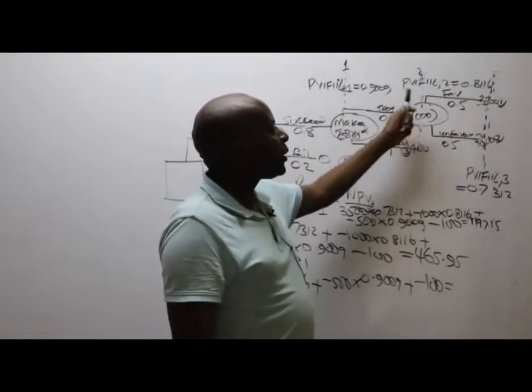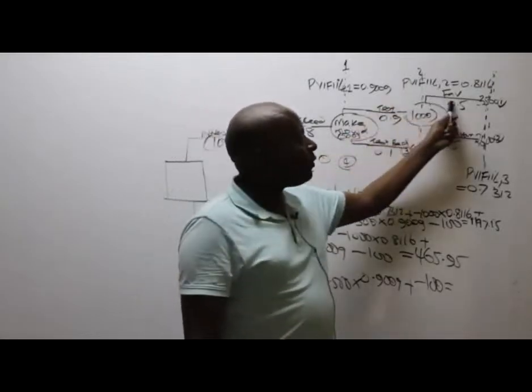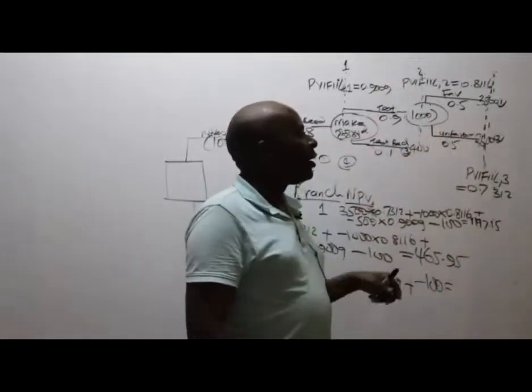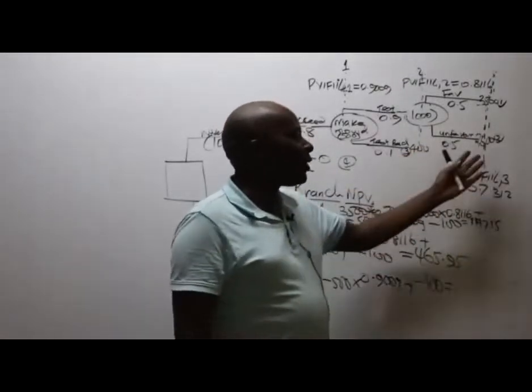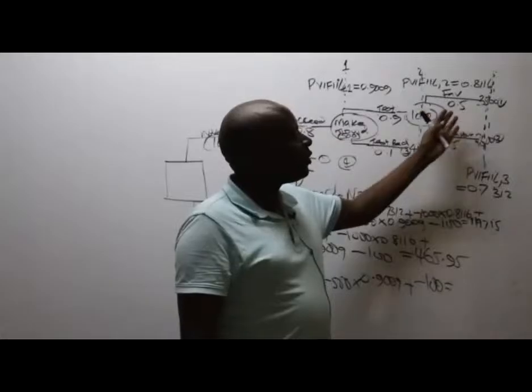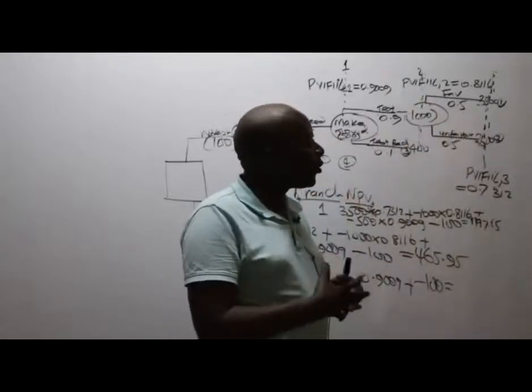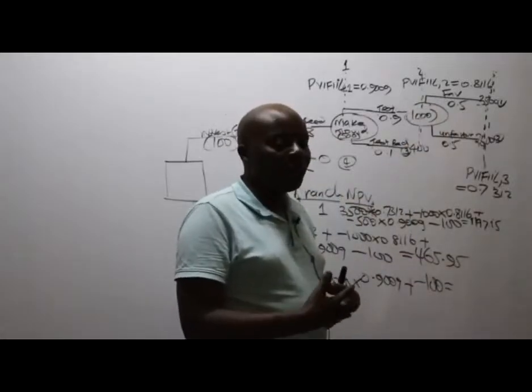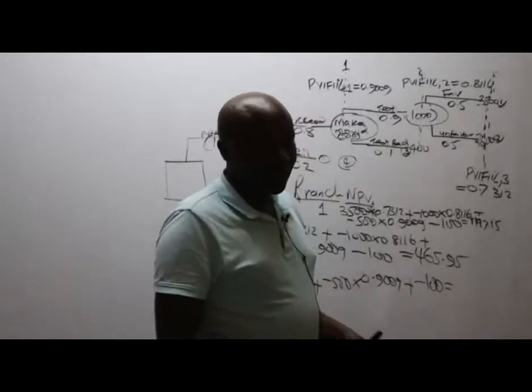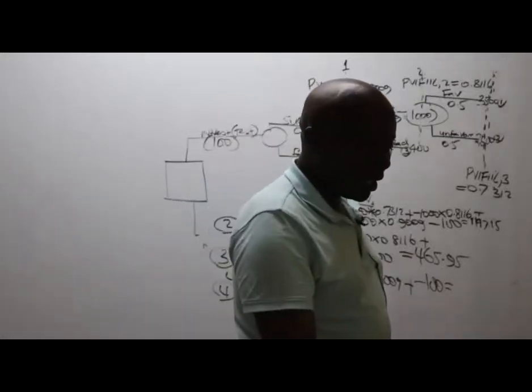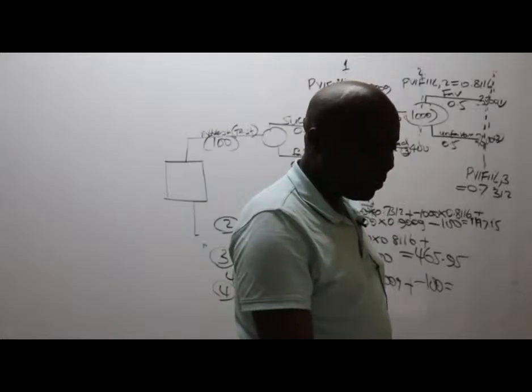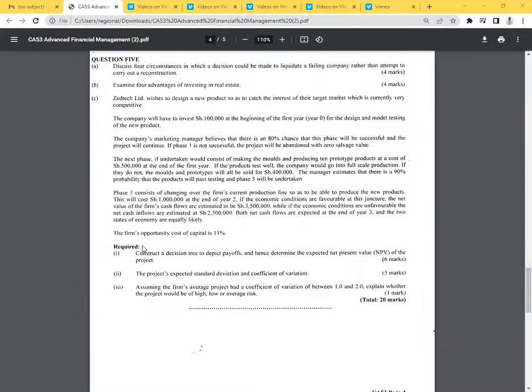The same case with this. If we go into full-scale production and the economy favors us, we're going to get 3,500. If the economy doesn't favor us, we're going to get 2,500. The probability of a favorable economy has been given as 0.5. They are equally likely.